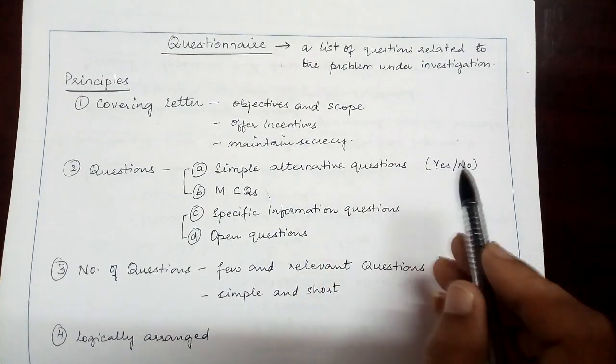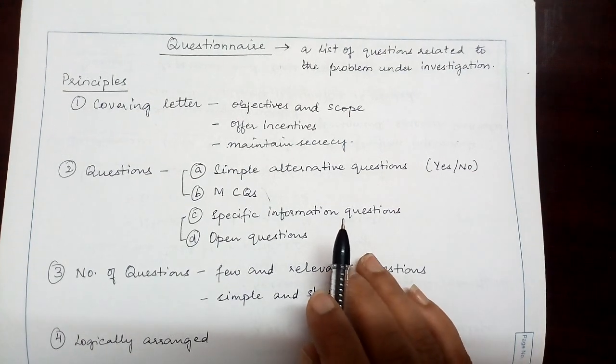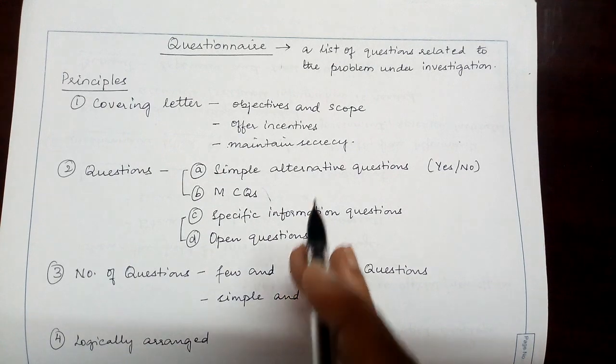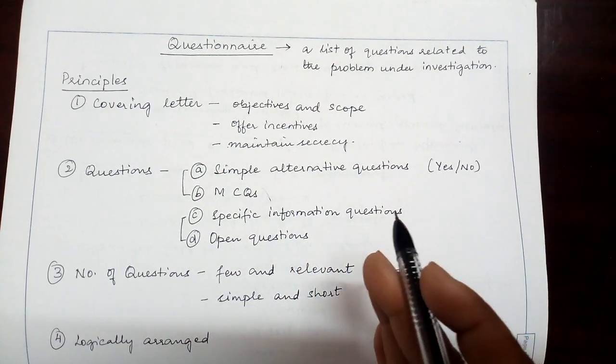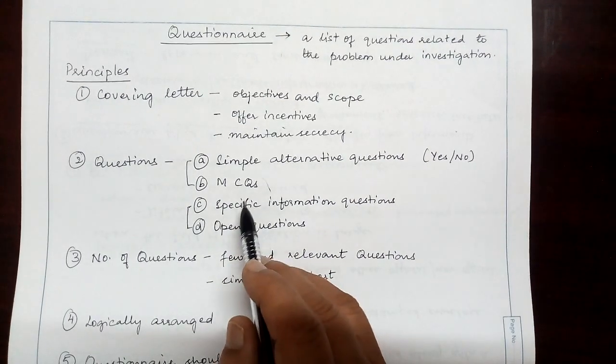The second one are the multiple choice questions, where you find a question and then you find 4 boxes in which you have to put a tick. For example, how do you reach office? And the options might be given: by a two-wheeler or a four-wheeler or by a bus. So those are the MCQs.